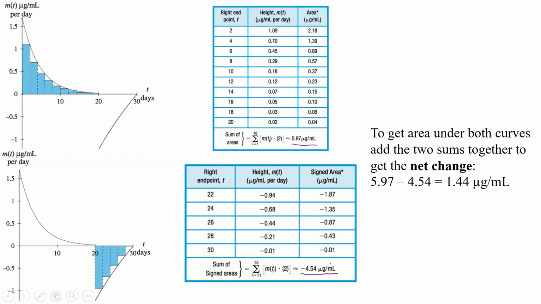Now to get the total net area for the upper and the lower, we add those two together, or basically subtract them, and we get 1.44 micrograms per milliliter is what's going to be in our body if our height is such and such, and so on. Okay, so that's how we do the right ones.